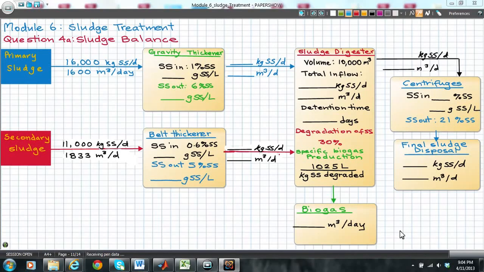In question 4 of Module 6 tutorial, we're looking at a sludge balance. In part A, we're asked to complete the values given in the figure of the tutorial. So this is the setup here.